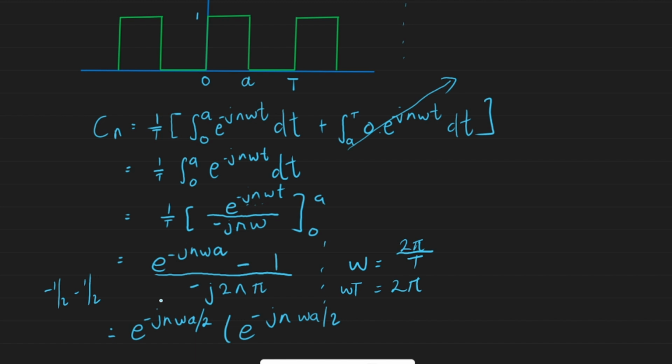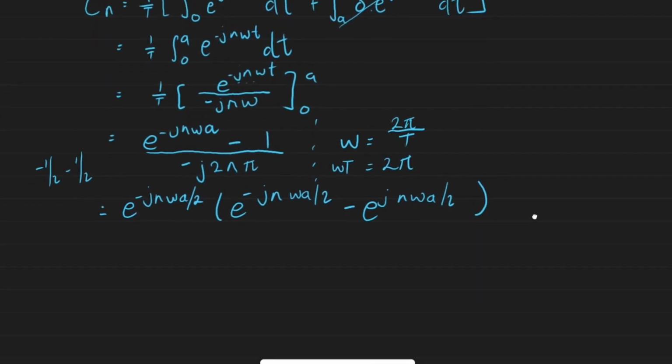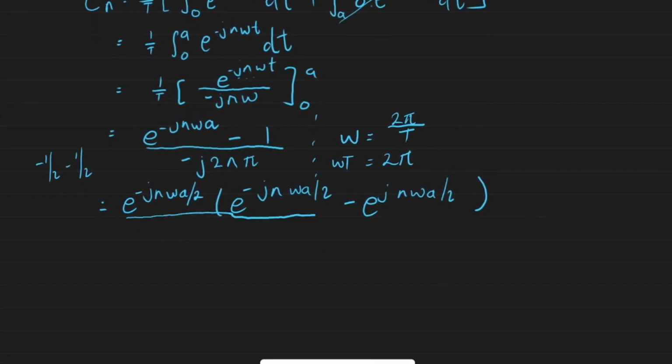Now this e to the minus jn omega a over 2 multiplied by what should give us minus 1? Remember that anything to the power 0 gives us 1. So what we have to do is multiply it by minus e to the power jn omega a over 2. Notice that this exponent is positive. So we have minus 1, then plus 1, and minus 1 plus 1 gives us 0, and e to the power 0 gives us 1. So that's how we got that there. And of course, we have to divide by this denominator. So this entire thing is divided by minus j times 2n pi.